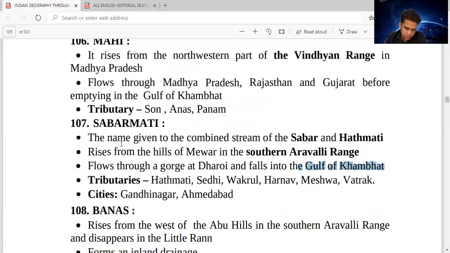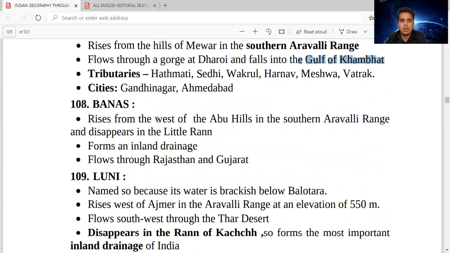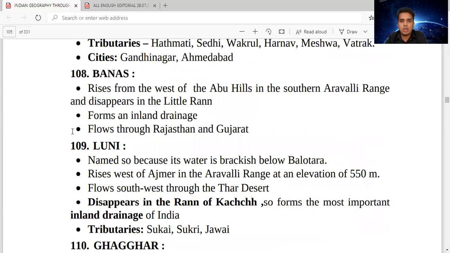Next is 107. We have done 107, and the last one is 109. And now your topic of rivers is complete. This is your last river of today's topic. Luni, named so because its water is brackish below Valotara.